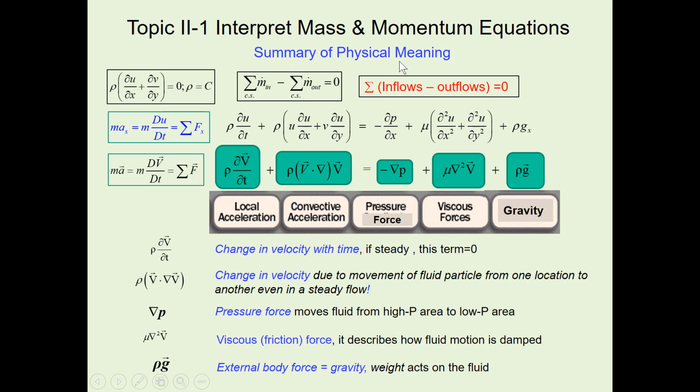If we do a quick summary, for the Newton equation or mass conservation, it represents all the inflows minus all the outflows equals 0. For momentum conservation, the sum of gravity force, viscous force, and pressure force is equal to the mass per unit volume times local acceleration plus convective acceleration.